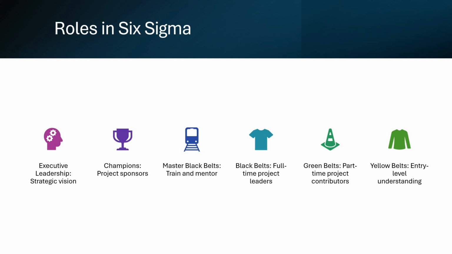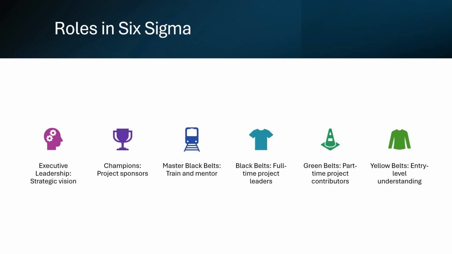Then comes the black belts. Black belts are dedicated full-time professionals leading high-priority projects. They drive process improvement using DMAIC and advanced statistical tools. They work across the departments. They influence the change. They report their progress to the champions. For instance, a black belt may lead a project to reduce production downtime by 30% within 6 months.